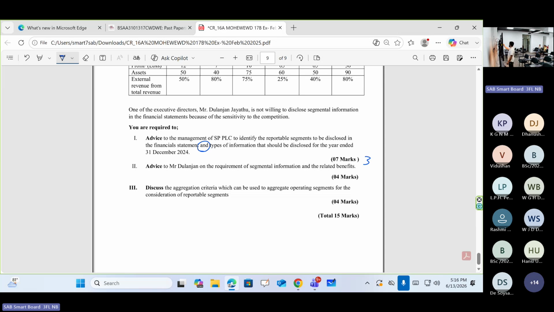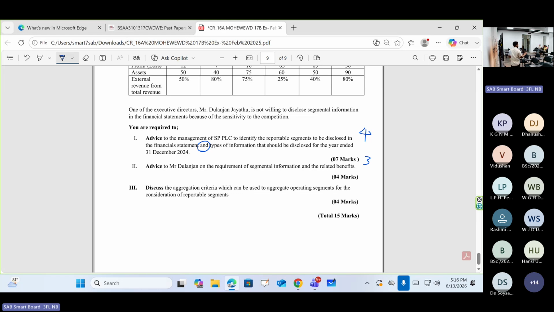4 marks for segmental information identification, 3 marks for information. You need to do this too, right? And advise Mr. Jurajan on requirement of segmental information and the related benefits. 4 marks. Requirement: if it is a listed entity, it's a must. That should be mentioned.